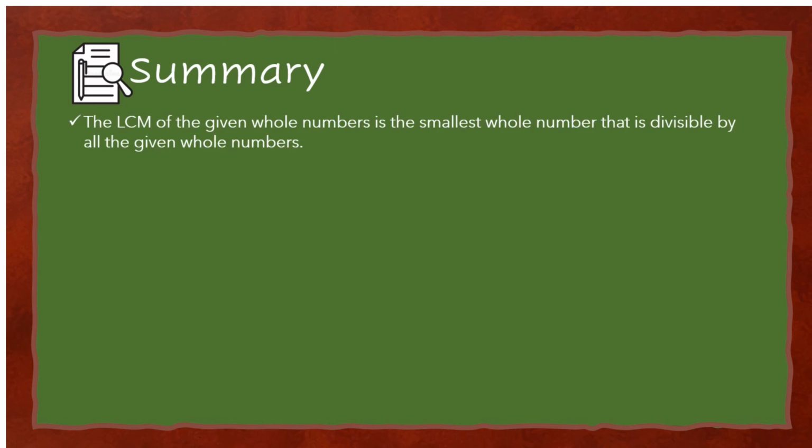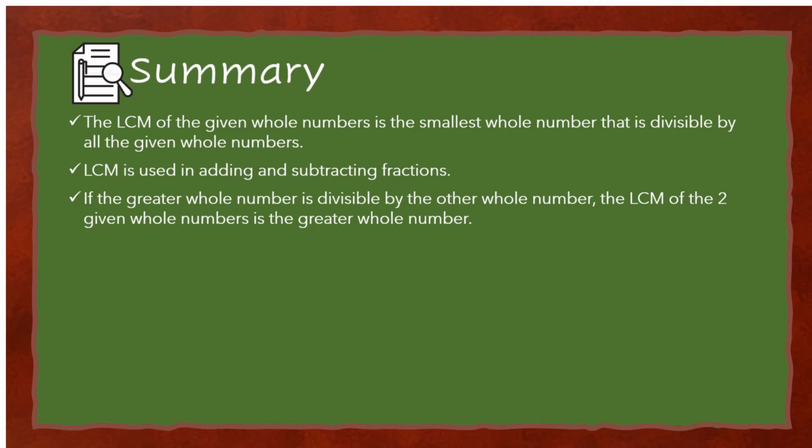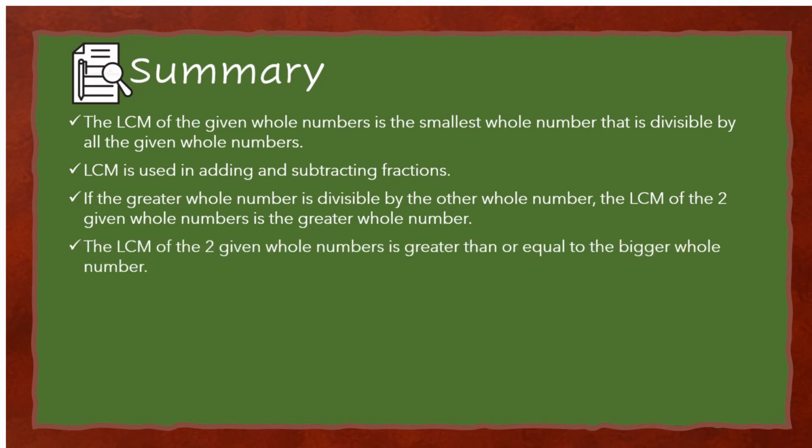To sum up our lesson, take note that the LCM of the given whole numbers is the smallest whole number that is divisible by all the given whole numbers. LCM is used in adding and subtracting dissimilar fractions. If the greater whole number is divisible by the other whole number, the LCM of the two given whole numbers is the greater whole number.